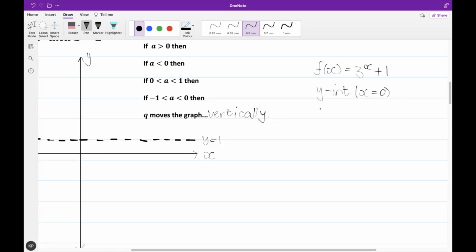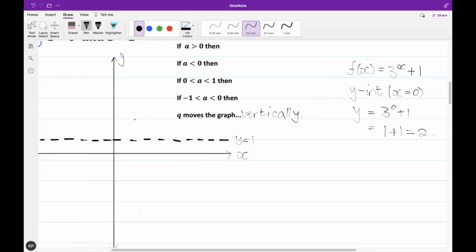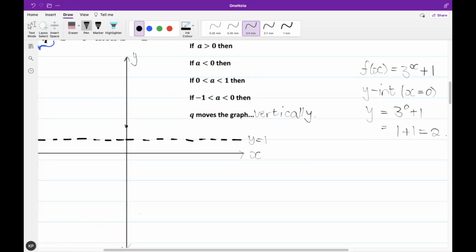Now let's get working. That means y = 3 to the power of 0 plus 1. What is anything to the power of 0? Anything to the power of 0 will give me a 1, right? Plus the other one, that means my y-intercept is at y = 2. So that is over here.